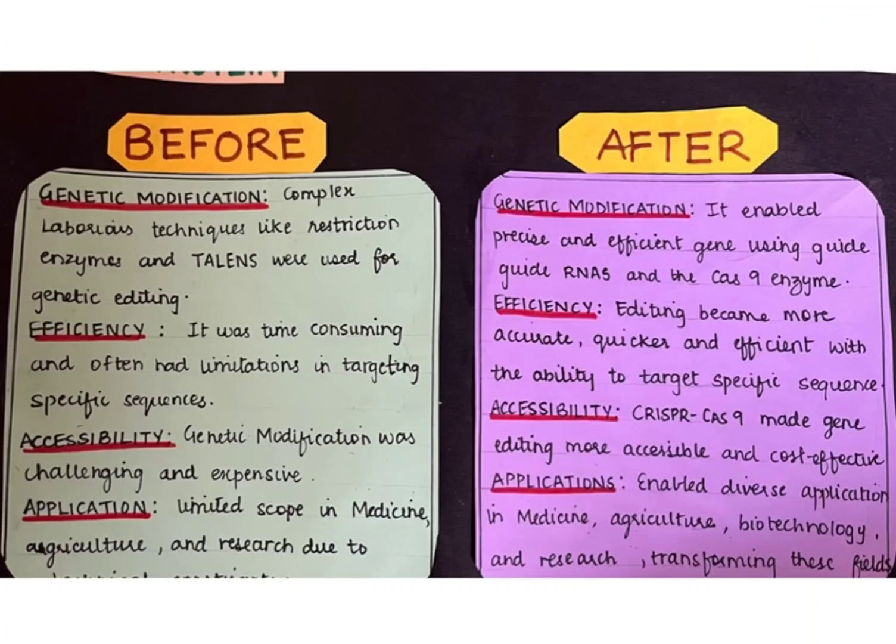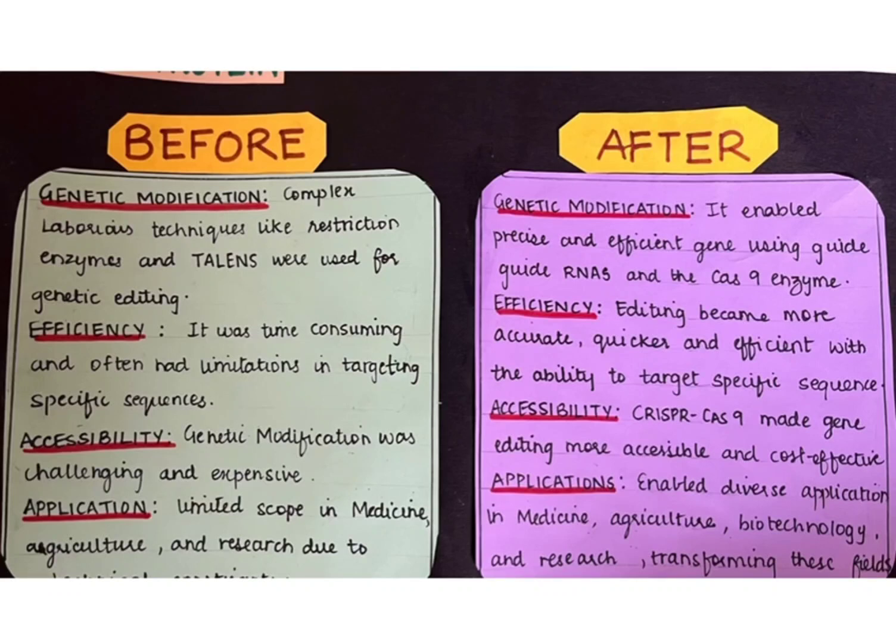Now, let us see how gene editing was done before and how the new advancement has helped us in achieving an errorless and easy way to do gene editing using CRISPR-Cas9. Talking about genetic modification, earlier complex, laborious techniques like restriction enzymes and TALENs were used for genetic editing. TALENs is transcription activator-like effector nucleases. It is an artificial restriction enzyme that has the ability to cut DNA at the point of contact with a series of nucleotides. Now, it has enabled precise and efficient gene editing using guide RNAs and the Cas9 enzyme.